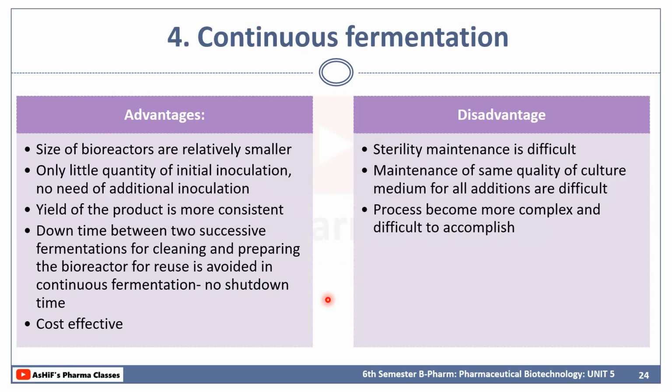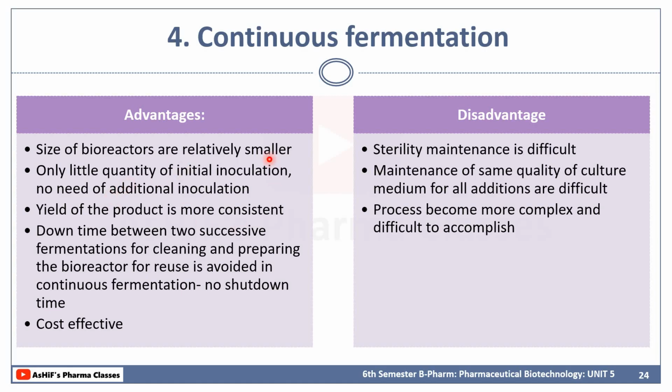So these are some of the advantages as well as disadvantages of the continuous fermentation process. We can reduce the size of the bioreactor, make it very compact, because we don't need that much bulk volume like 1000 liter or 5000 liter, because this will produce the fermentation products continuously. So we can add the nutrient media on one side and remove the product from the other side. So the size of the bioreactor will be relatively very small.